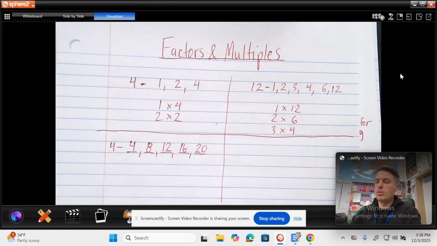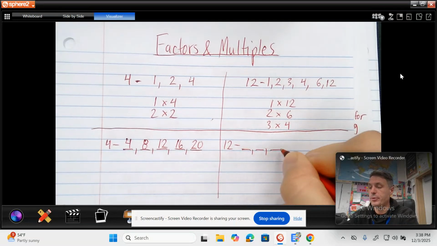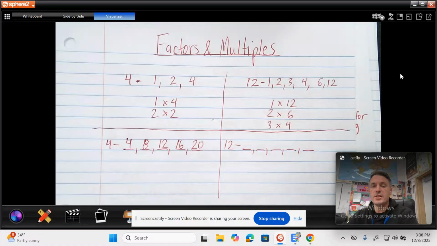Okay, now let's list the multiples of 12. But again, we can't list all the multiples of 12. So let's just list the first 5 multiples of 12. Because why can't we list all the multiples of 12? Because we could count by 12s forever. We would never have to stop. Because whatever number you get to, you can always add 12 more to it.